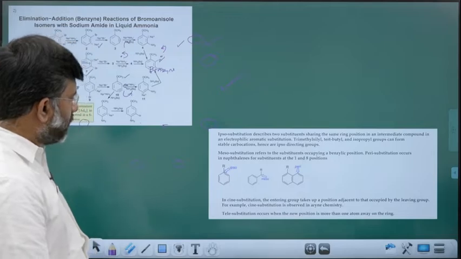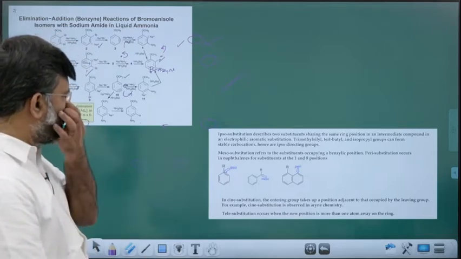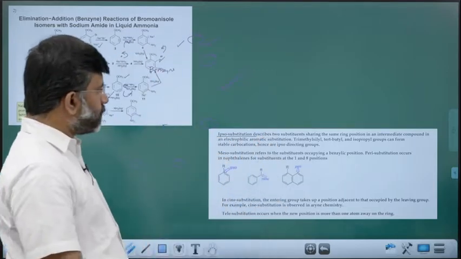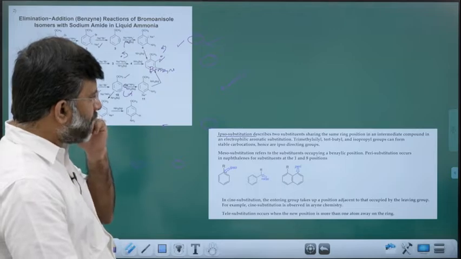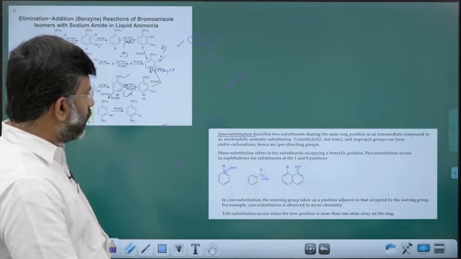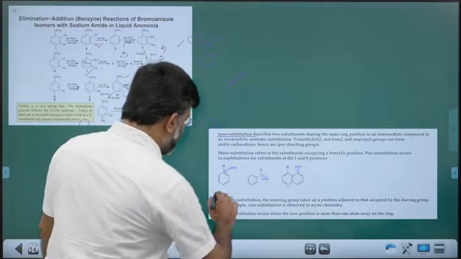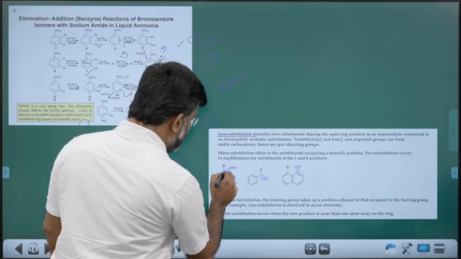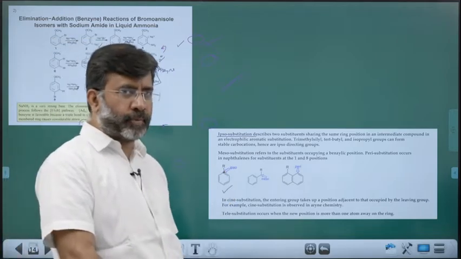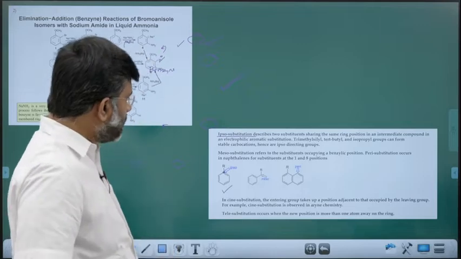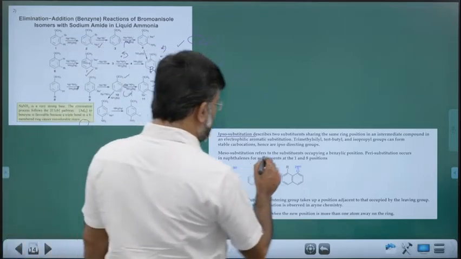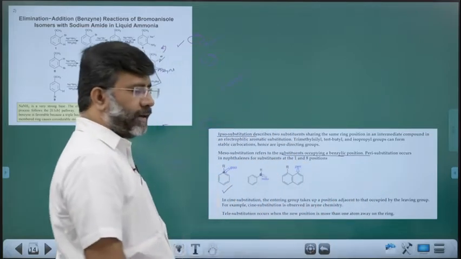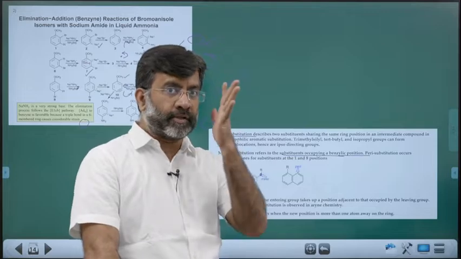Ipso substitution, cine substitution, tele substitution, etc. What is ipso substitution? Two substituents sharing the same ring position in an intermediate compound in an electrophilic aromatic substitution. This is what is called ipso substitution. Somebody sharing the same position here as an intermediate, that is the ipso position. What is meso? Meso refers to substituents occupying the benzylic position. This is the benzylic position and a substitution happening there, we call it the meso position.